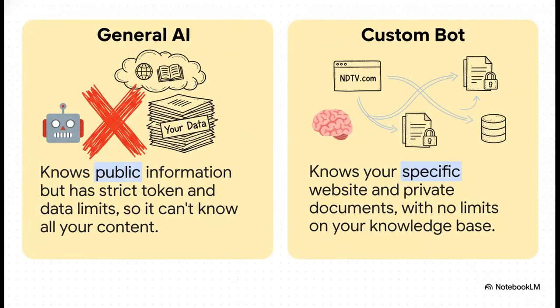Let's just break this down for a second. On one hand, you've got your general AI. It runs on public information. But on the other hand, your custom bot can be trained on your specific website. A general AI can't just read through all your private files, but your bot can.